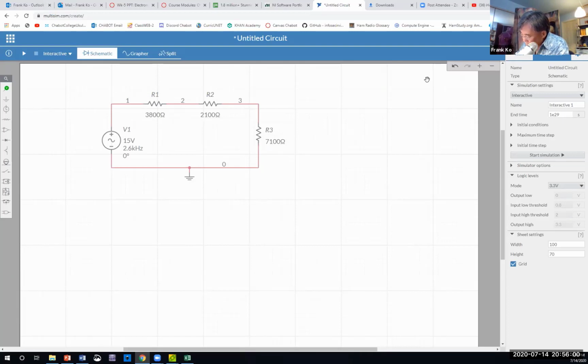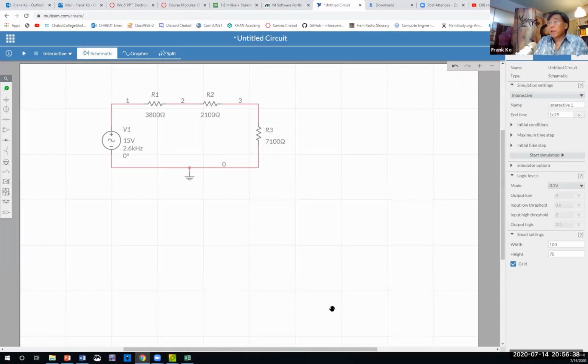Voltage. Voltage. And voltage. Okay, and when I add these two together, I get 62. Okay, cool. All right, the calculation's done.